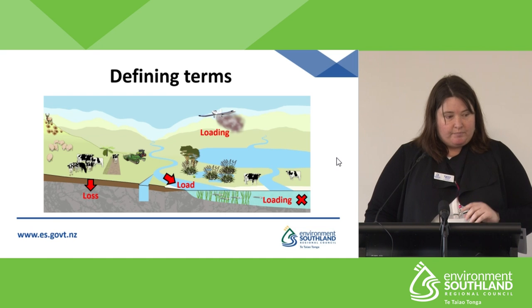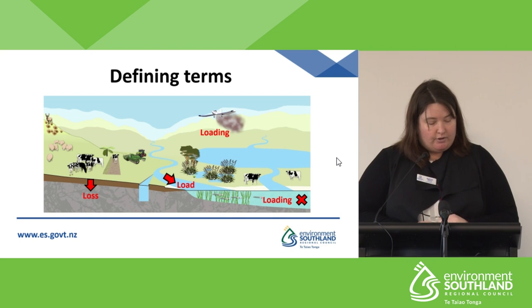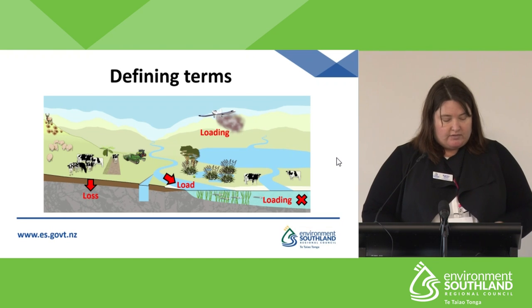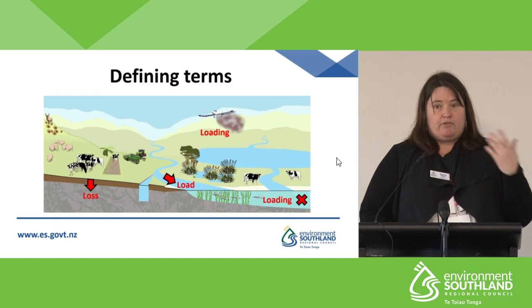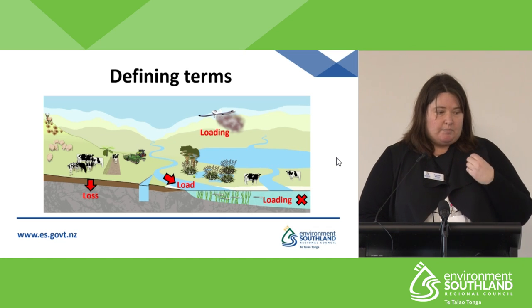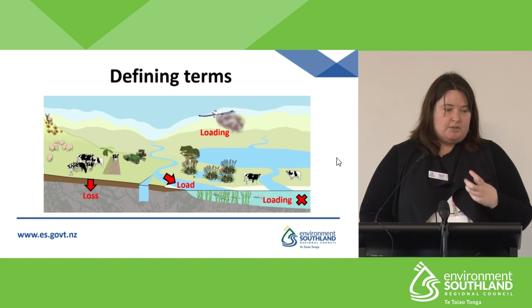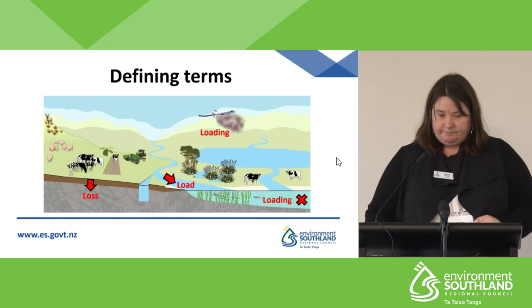And then the final term is loading. So this is an areal loading where we refer to the mass of contaminants applied or received by an environment of interest over a given area and time frame. So this might be the amount of fertilizer being applied to a given land as a loading, or it might be the amount of nitrogen given to an estuary at an areal rate. And the reason we use areal rates is it allows us to compare estuaries of different size.